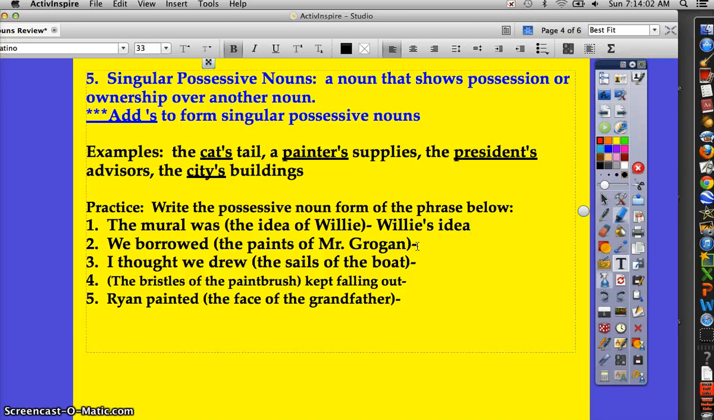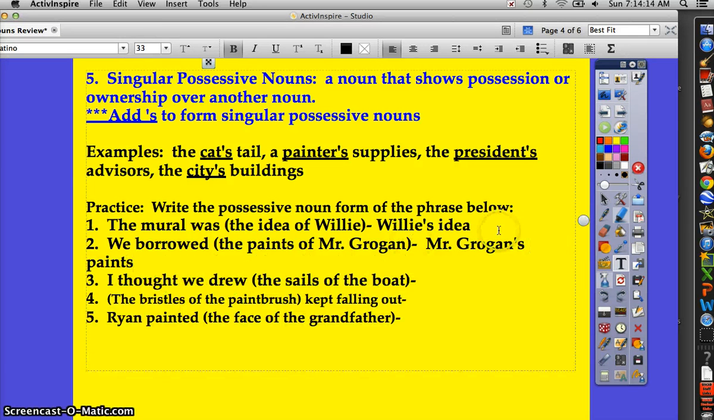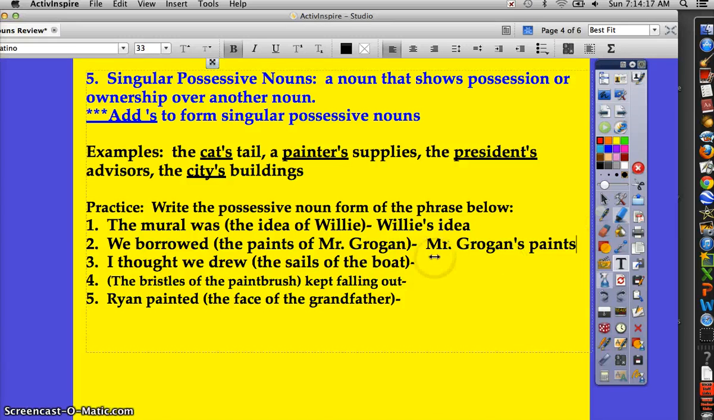Number 2, we borrowed the paints of Mr. Grogan. So if we think about who or what's owning something again, Mr. Grogan owns the paints. Mr. Grogan's paints. Number 3, I thought we drew the sails of the boat. So this one, it would be the boat's sails, because that boat is owning the sails on that one.